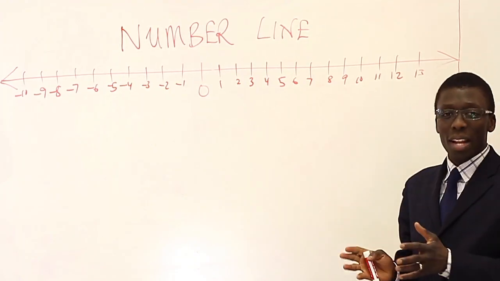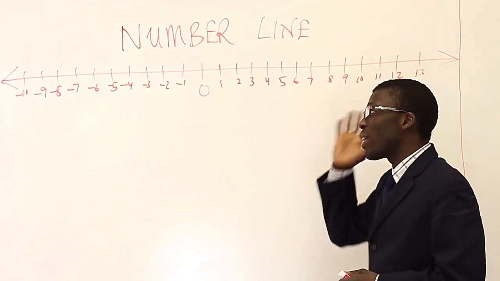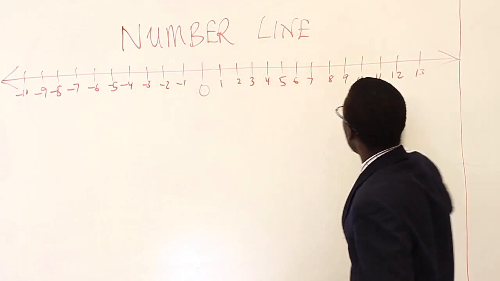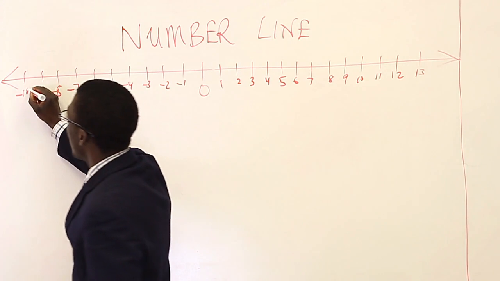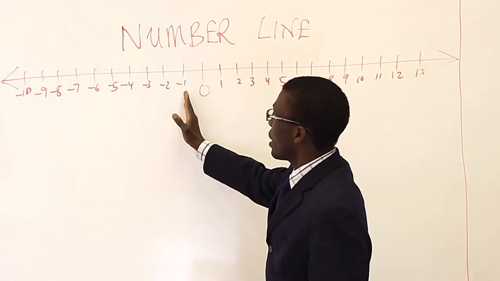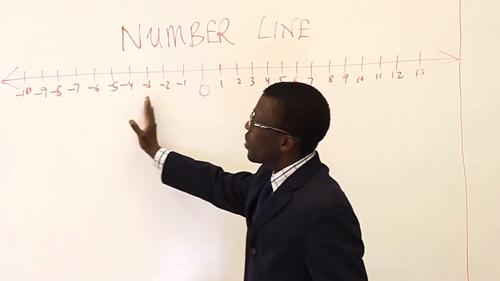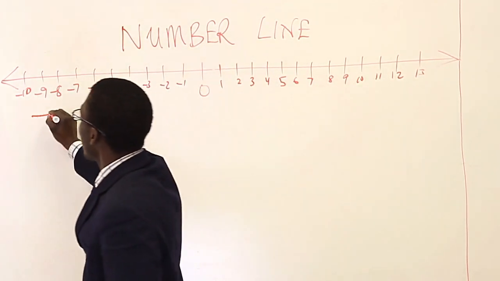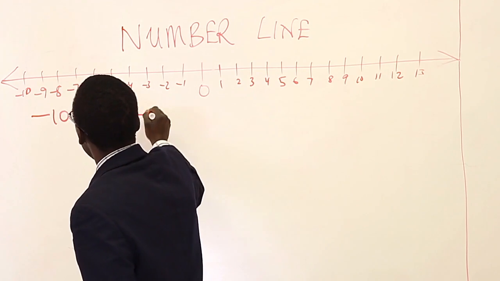So we're looking at number lines in this video, and with number lines you recognize that you have integers: you have the negative numbers, and then you have positive numbers. Now with the negative numbers, it goes -1, -2, -3. Notice that the further away from 0 you go, the smaller you are. So -10 is actually less than -1.